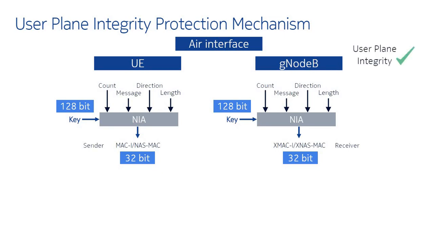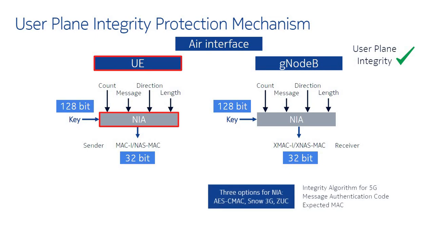5G introduces an optional integrity protection for the user plane to ensure that the data you transmit is not tampered with. Note that integrity protection has been mandatory for the control plane since 3G. On the sender side, for example, in the user equipment, if we use the same example previously discussed, the integrity key is used. NIA is the integrity algorithm for 5G, and it is applied with the 3 available options. A message authentication code is then determined and sent over the air.